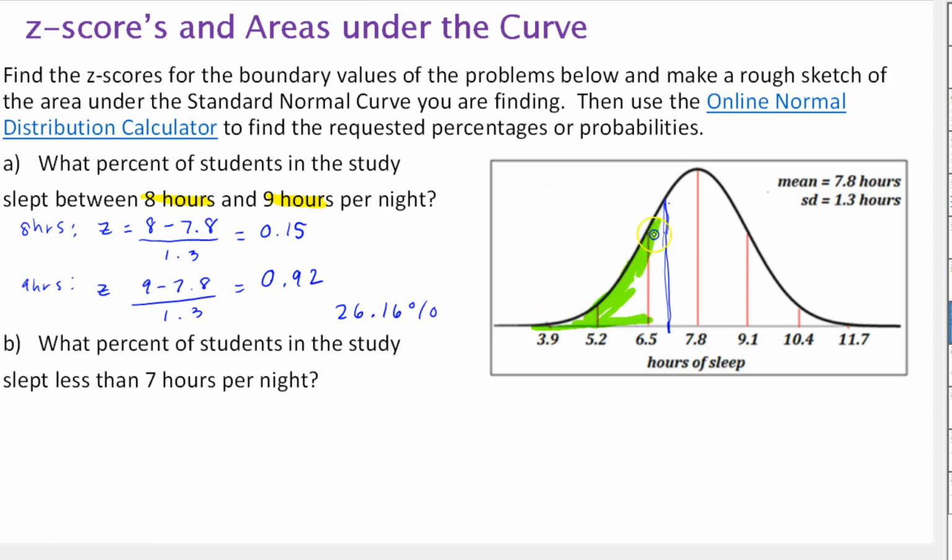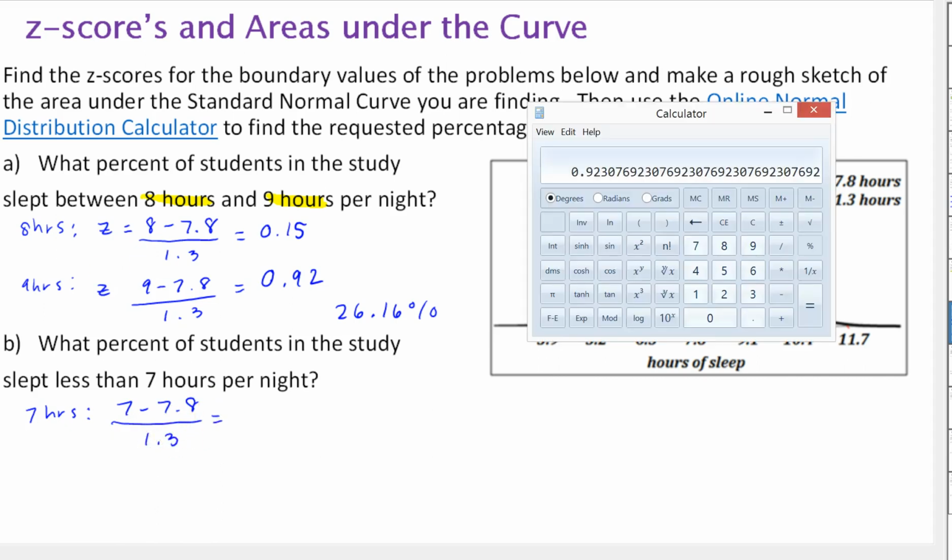Okay. So here we're just given one boundary value. The left boundary value is negative infinity, and then it goes up to whatever this z-score is. So let's find our z-score for 7 hours. We know it's going to be negative because it's to the left of the mean. So 7 minus 7.8, so it's 0.8 away from the mean. 1.3 is the standard deviation, so it's going to be less than 1 standard deviation.